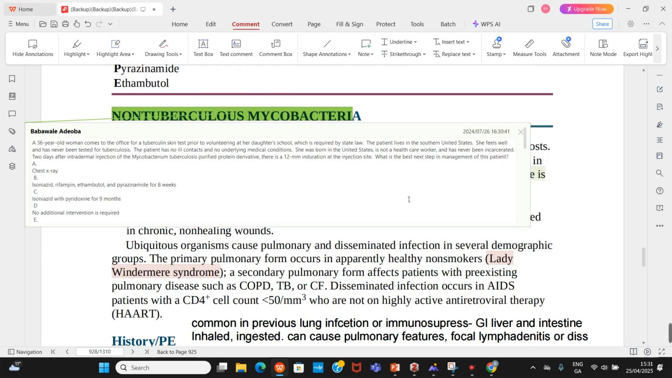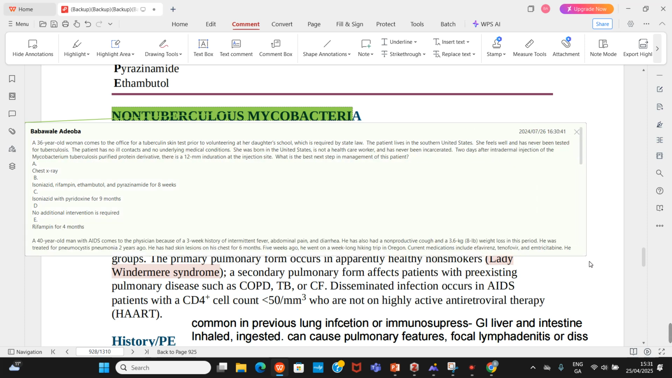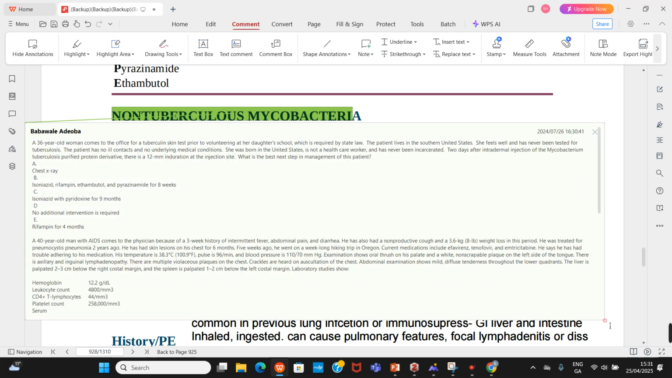A 36-year-old woman comes to the office for a tuberculin skin test prior to volunteering at her daughter's school, which is required by state law. The patient lives in the southern US, she feels well, and she has never been tested for TB. The patient has no TB contact and no underlying medical condition. She was born in the US. She's not a healthcare worker and she has not been incarcerated. 2 days after intradermal injection of purified protein derivative (PPD), there is a 12 mm induration at the injection site. What's the best next step in the management of this patient?